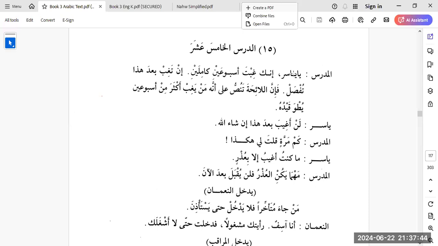We'll study an important topic today, which is based on conditional sentences in detail. This is lesson number 15 of book number 3. In lesson number 14 and lesson number 13, Dr. Abdurrahim did tell us about the conditional sentence, right? But that was just introducing us to some words.